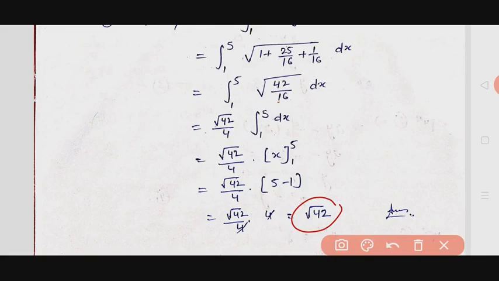Okay, so in this way, by using the same Euler equation, you can solve the given problems.